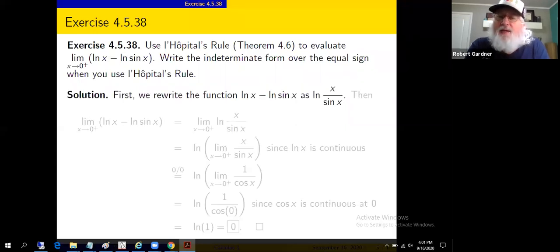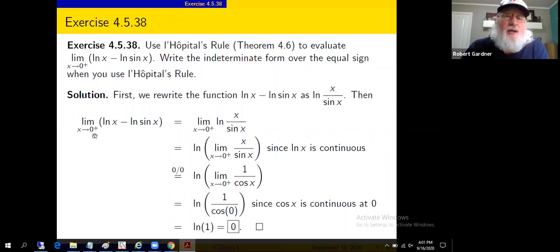But I can do something about that. Let's rewrite the difference. Log x minus log sine x is a log of x divided by sine x. Properties of logarithms: when subtracting logarithms, the difference of the logs is the log of the quotient. That's how we verbally express that. So the thing of which we're dealing in terms of a limit is equivalent to this. So we can rewrite the given limit as x approaches 0 from the positive side of this. That's got a quotient in it.